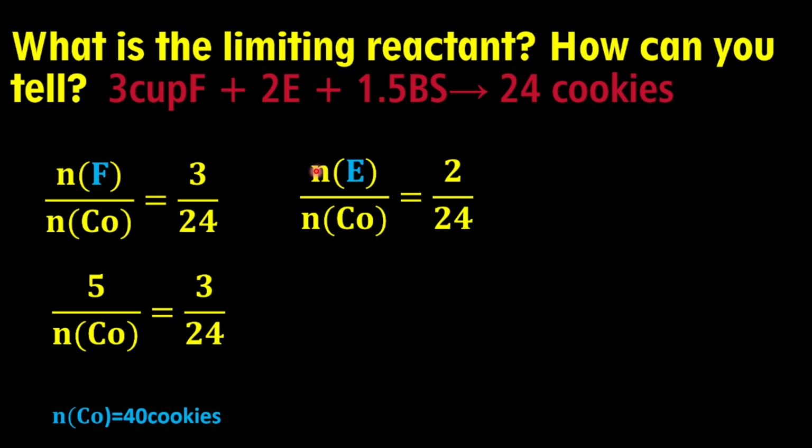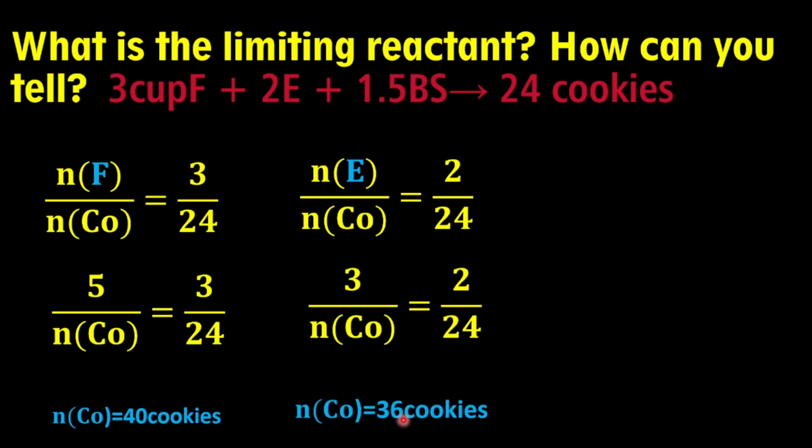So we have N of E over N of the cookies. In this E, we're given the mole. So we have to replace the E here with the mole that was given in the question, and the mole that was given was 3. So we have 3 over N of the cookies is equal to 2 over 24. So we have the X to be 3 is equal to the ratio. So calculating for N of the cookies will give us 36 cookies.